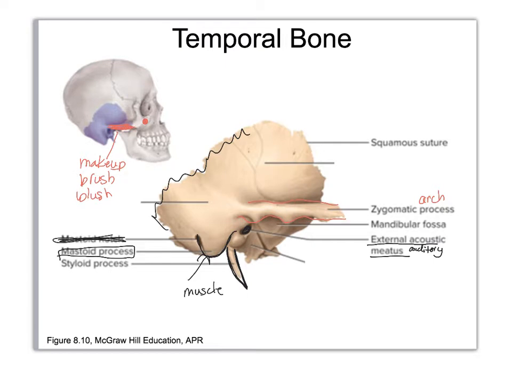So technically, that's part of the temporal bone, whereas that is part of the zygomatic bone. So be aware of that distinction so that you don't get a test question wrong.